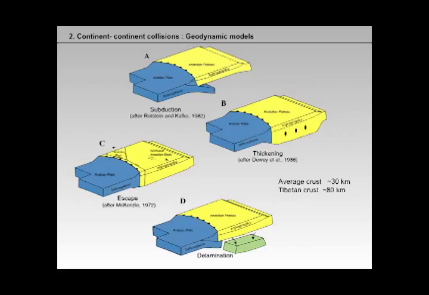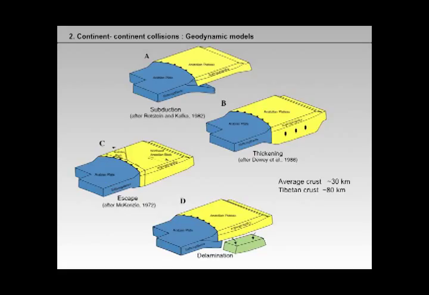Obviously, sometimes you read people's papers and they want to choose one model or the other. But what I'm really showing here is some different processes, and the question is not is it A, B, C, or D, but what percentage of each process is controlling the orogen at a different time. So subduction must occur in the early stages of a collision to bring the plates together. And this example is for the Anatolian collision.